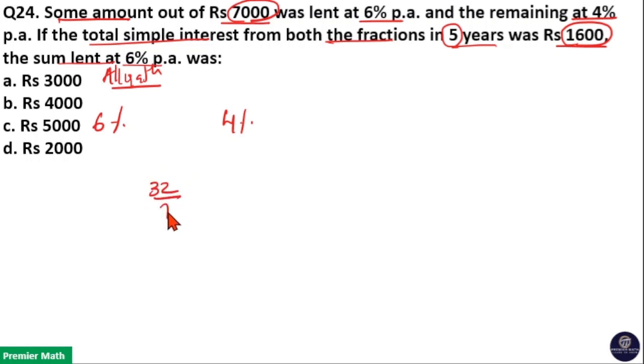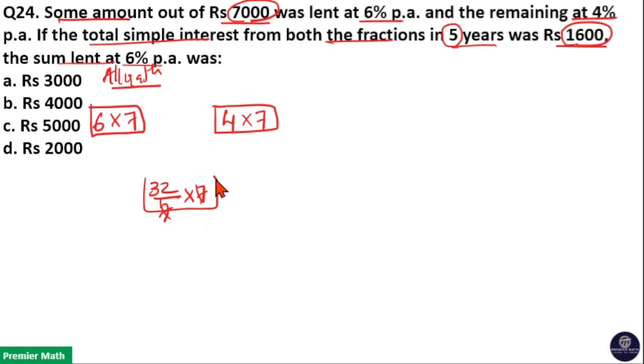Now 32 by 7%. Now I want to cancel this 7, so I will multiply it with 7. So I should multiply 6% and 4% with 7 respectively. Now 6 into 7 is 42 and 4 into 7 is 28 and this is 32.